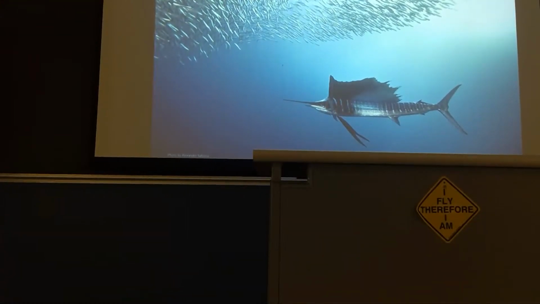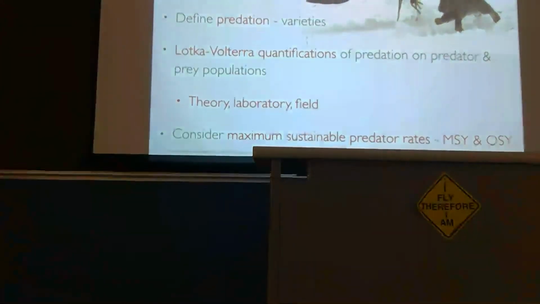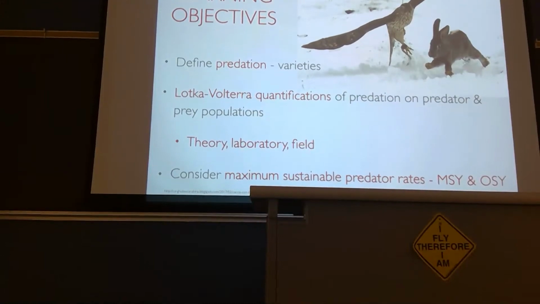Predation, though, is one of the major interactions between organisms on Earth, and it happens at a variety of different scales. So we'll talk about it today in a little bit of detail. First, kind of sussing out the different types and varieties of predation.